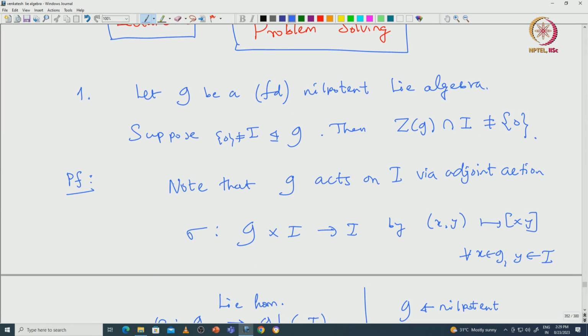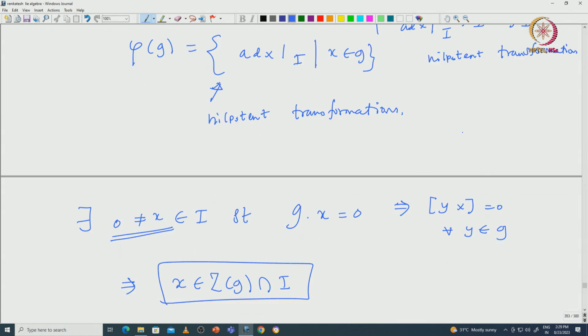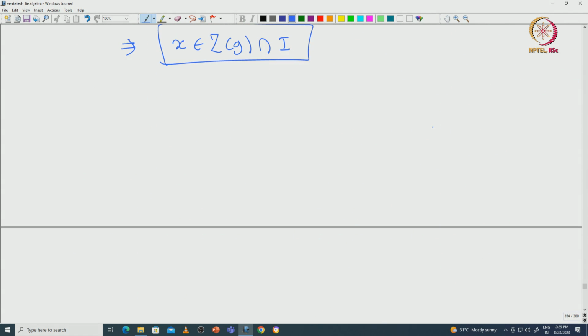Okay. So we already proved that for a nilpotent Lie algebra G, the center of that nilpotent Lie algebra must be non-zero, but this exercise actually strengthens that fact. So it says that for any non-zero ideal, the center of G intersects that ideal non-trivially. So this is a much stronger version of what we have seen already.